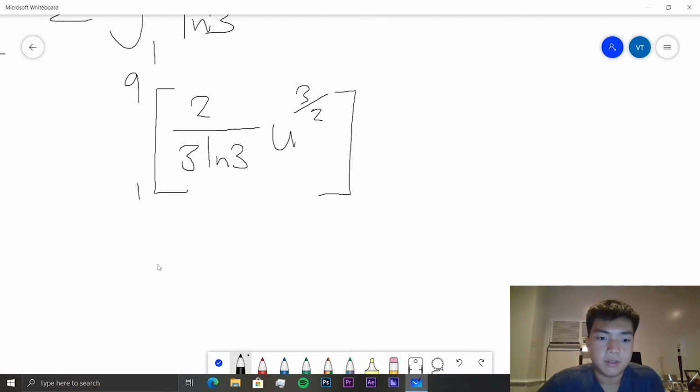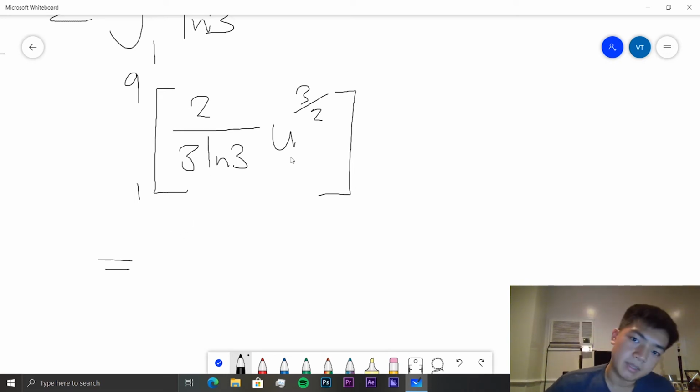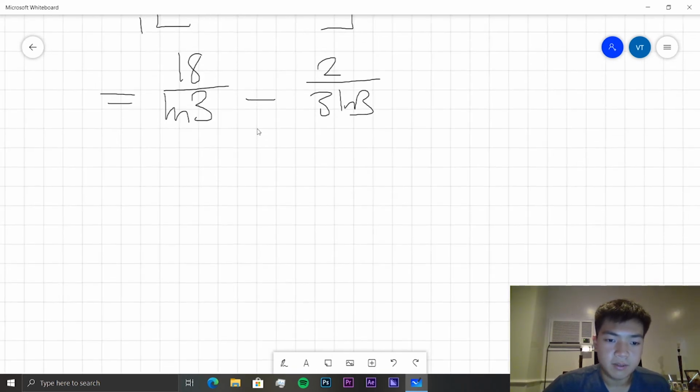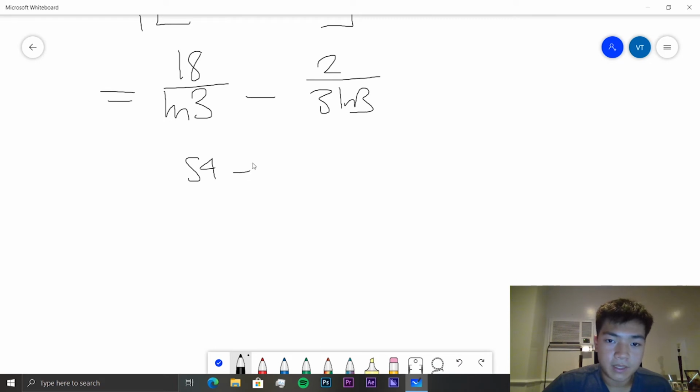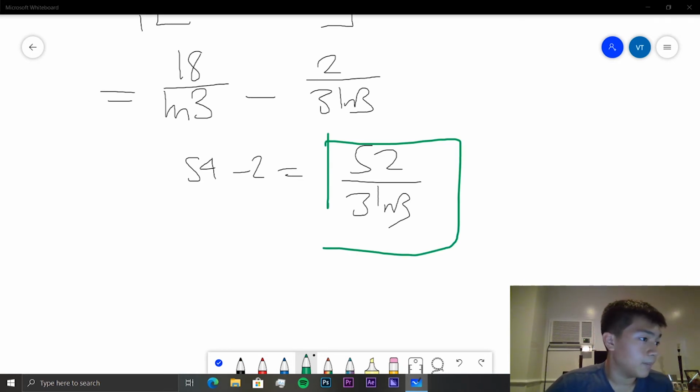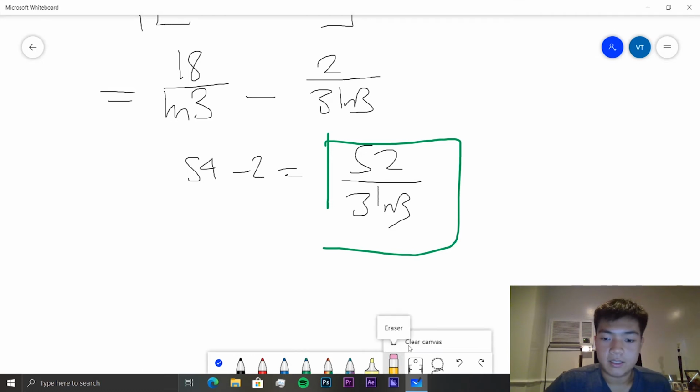So this is equal to 54 over 3 ln 3, because 9 to the 3/2 is 27, times 2 is 54, minus 2 over 3 ln 3. So if we were to convert this, this would be 54 minus 2 is equal to 52 over 3 ln 3, I believe. Yeah, it's correct.